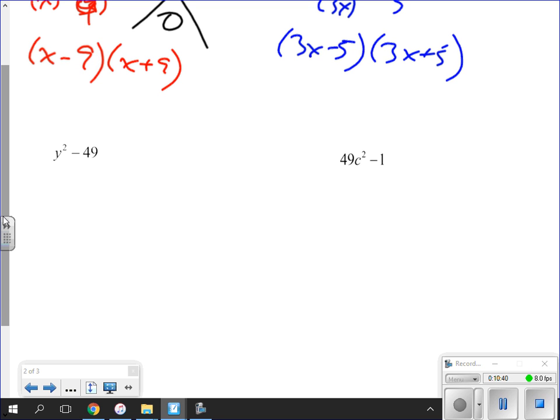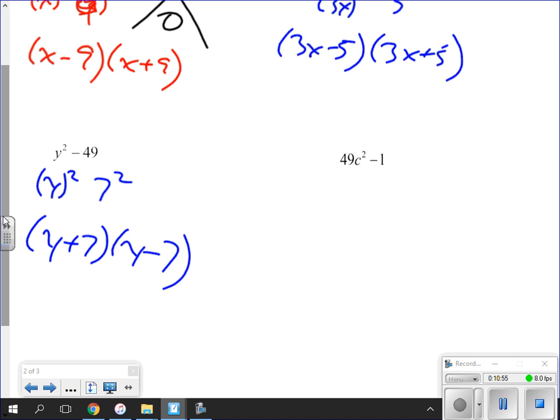Same thing on this one here. Y squared, so that's y squared. What about 49? 7 squared. Square minus a square, y plus 7, y minus 7. Notice I swapped the plus and minus, doesn't matter as long as it's one of each. Okay.